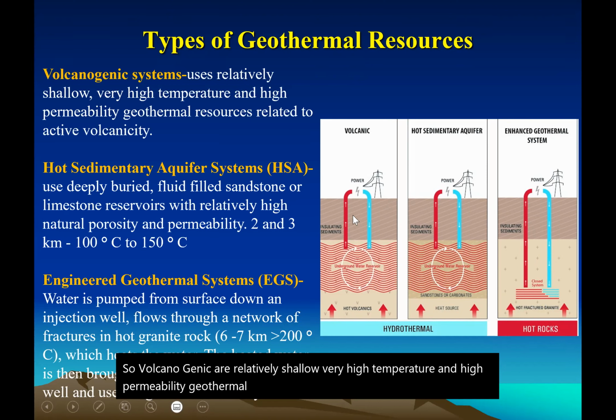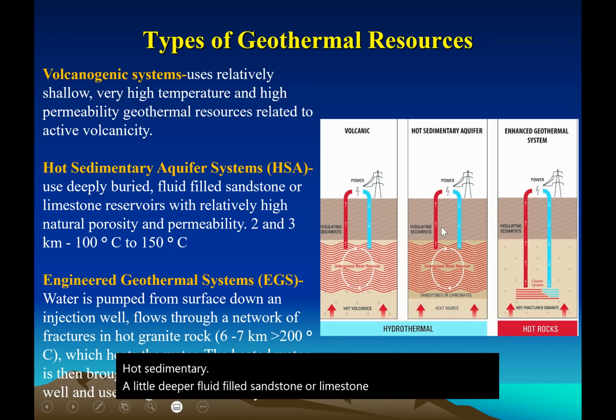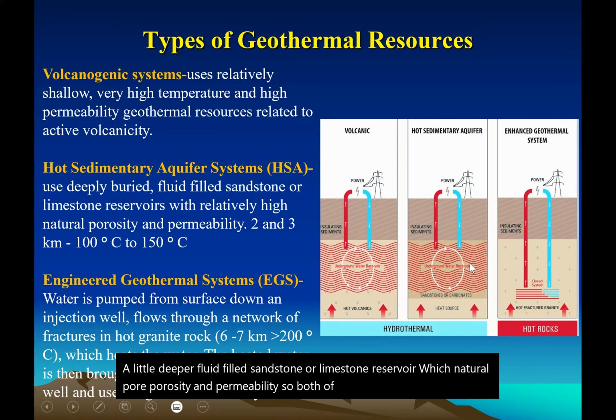And it is usually close to volcanic activity areas. Hot sedimentary, a little deeper, is a fluid-filled sandstone or limestone reservoir, with natural porosity and permeability. So both of them have high permeability. It's about 2 to 3 kilometers from the surface of the earth, and the temperature can go up to 150.